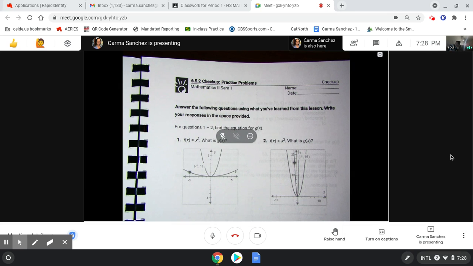All right, let's do the checkup practice problems. Remember, these are going to prepare us directly for the APEX quiz on the 6.5.3 that's coming up. So a quick hint that we want to remember is that that negative coefficient flips the graph over.